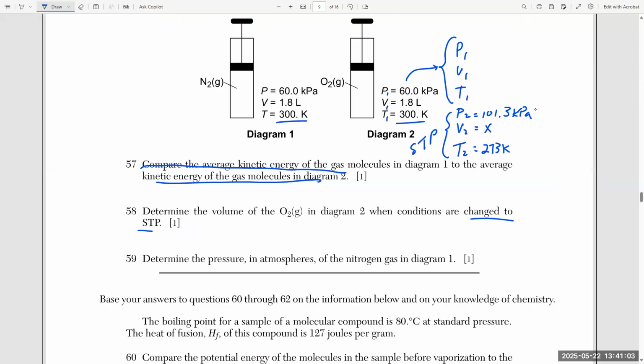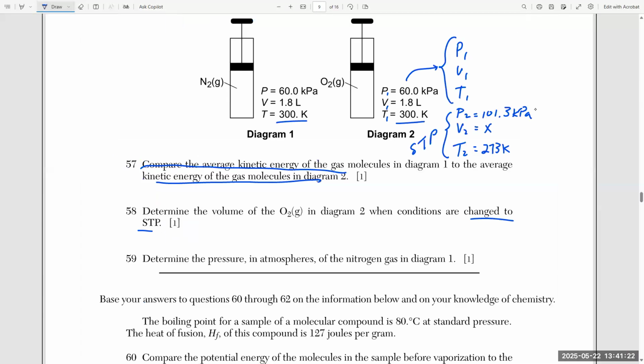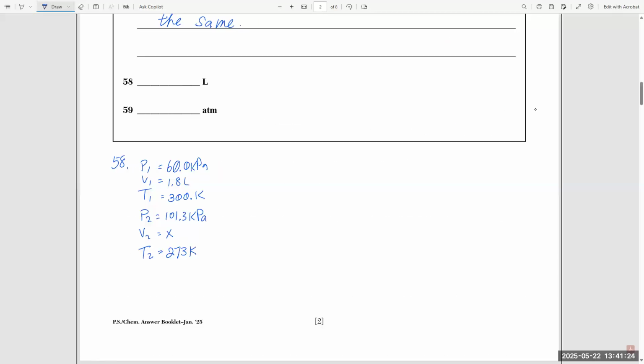So what are the other conditions? The original conditions are 60.0 kilopascals, 1.8 liters, and 300. kelvins. Am I right? Let's double check. And it is correct.